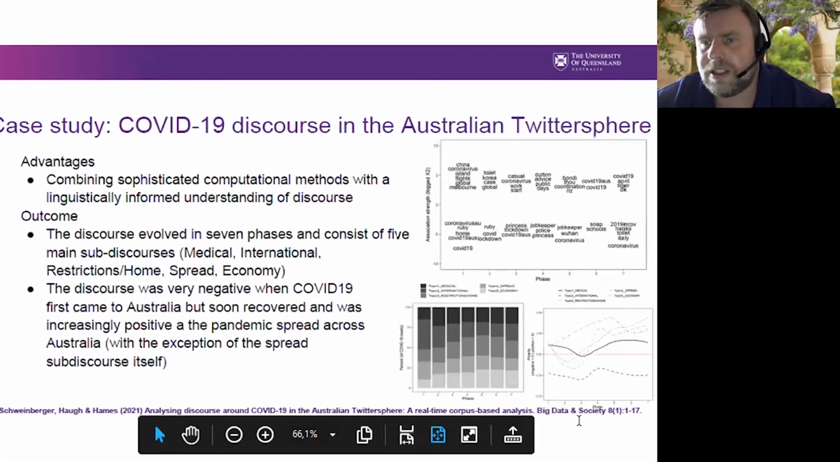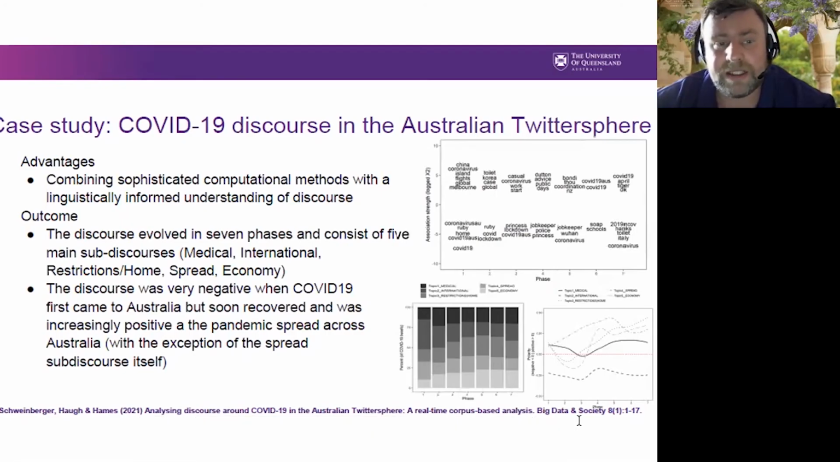Now, the advantage of using a text analytics approach was that we could combine sophisticated computational methods with a linguistically informed understanding of discourse. So it's very important that we don't leave this just to computer scientists, but that we as humanities researchers make use of what we're good at, which is to understand language and discourse.